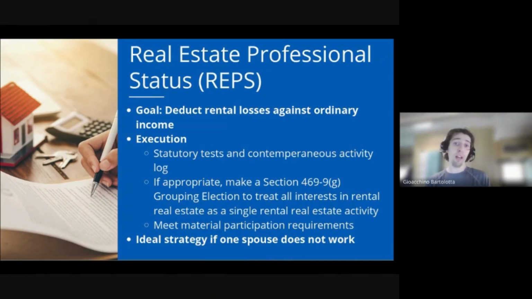And then furthermore to that, having a contemporaneous log doesn't have to be anything crazy, but one that just shows, hey, these are the amount of hours that I spent working on this real estate activity, and this is what I did, this is where I was.